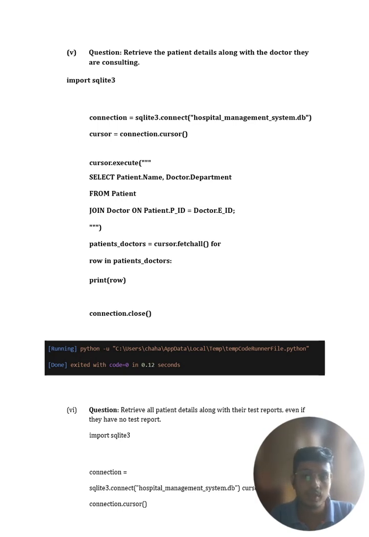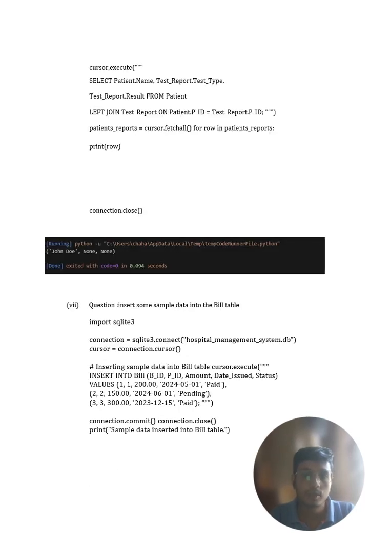Now the sixth question is to retrieve all patient details along with their test report, even if they have no test report. Then also I have to retrieve all the patient details. This is a type of left join query. So I will select patient name, test report, then its type from patient, which has to be left joined with the test report on patient.